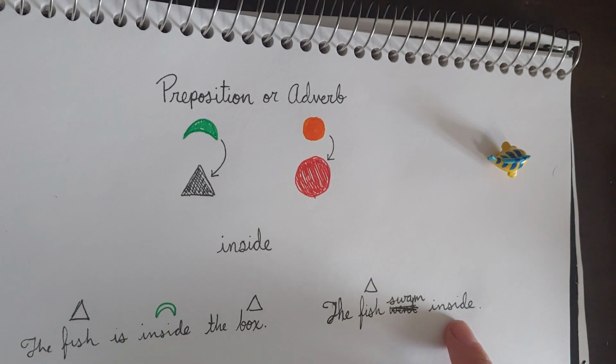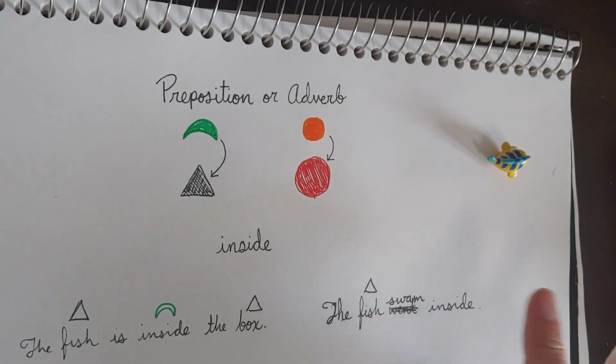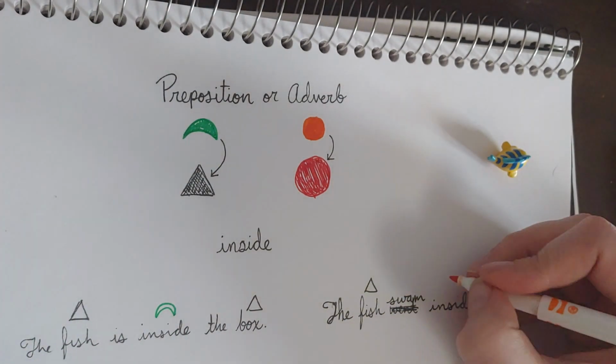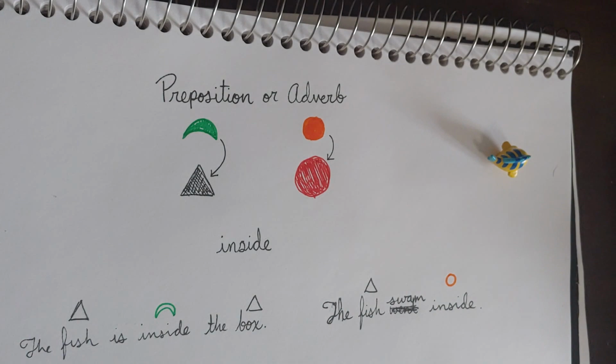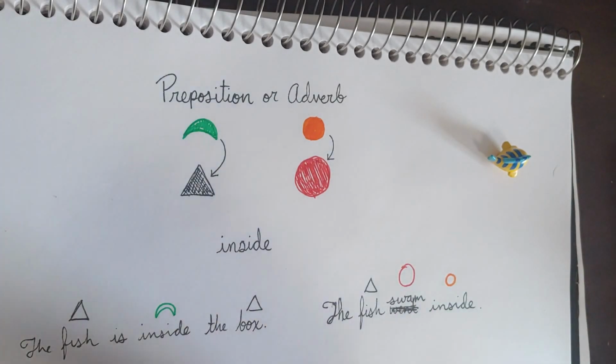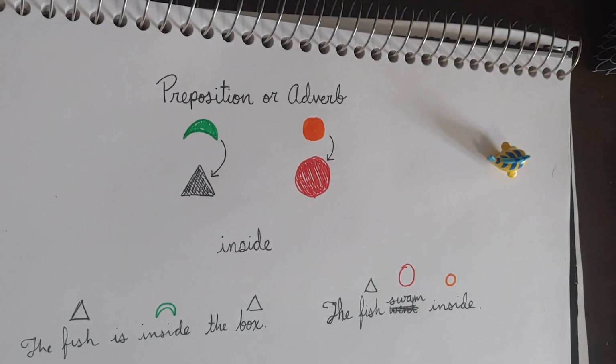It's impossible for the word inside to be acting as a preposition, because in order for it to be acting as a preposition, we need two nouns for it to connect. That means that in this case, it's acting as an adverb, because it's telling us more about the verb swim. The fish swam. That's our verb. Inside tells us more information about the swimming. It tells us more information about the verb. The word inside can be a preposition or an adverb depending on your sentence. Let's try another one because this can happen again.